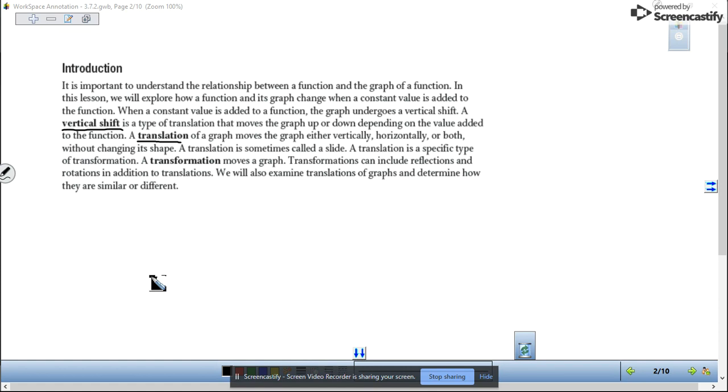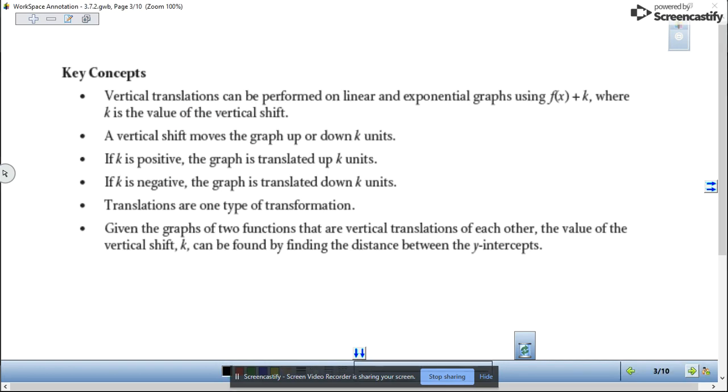A transformation moves your graph in some way. In other words, it changes the equation to move your graph to a different spot. Transformations can include reflections and rotations in addition to translations. We'll examine the translations of a graph and determine if they're similar or different. Again, it sounds complicated. That's why we're going to focus on one little piece of it today so that it's not too overwhelming. All right, so key concepts.